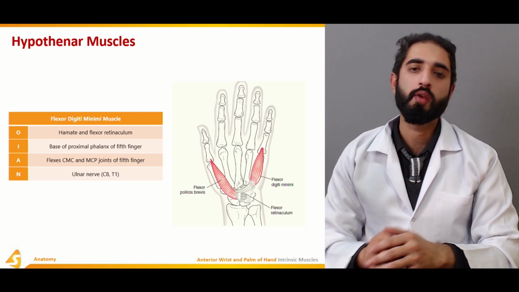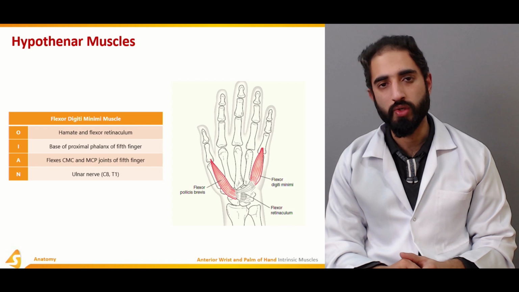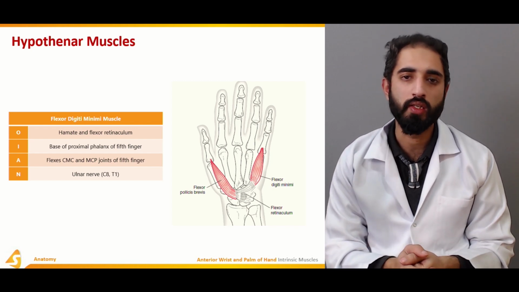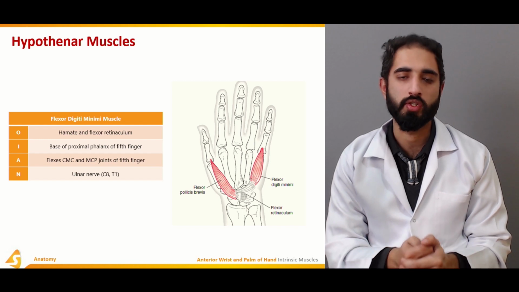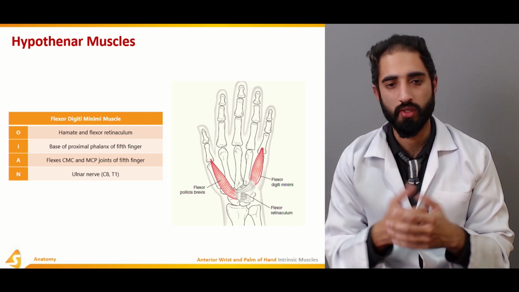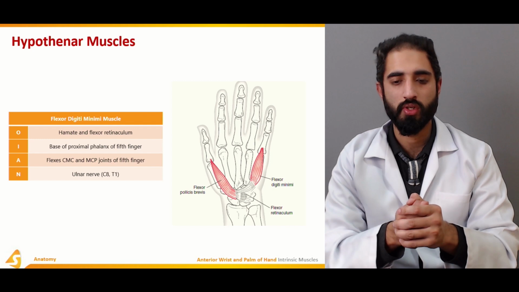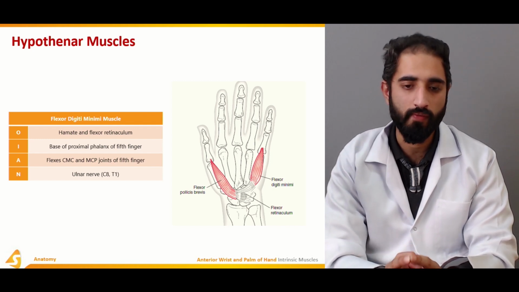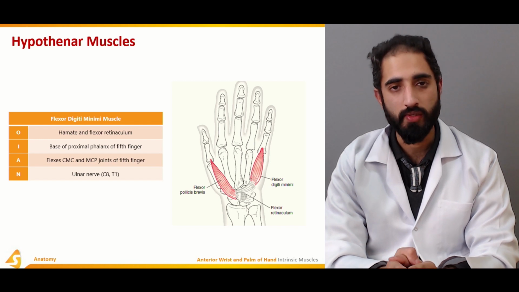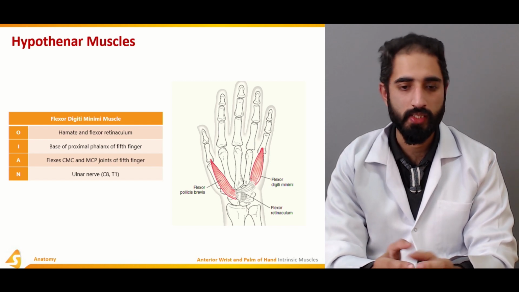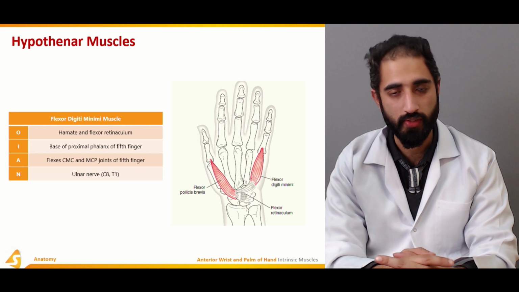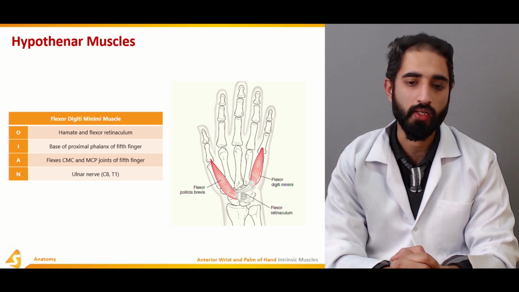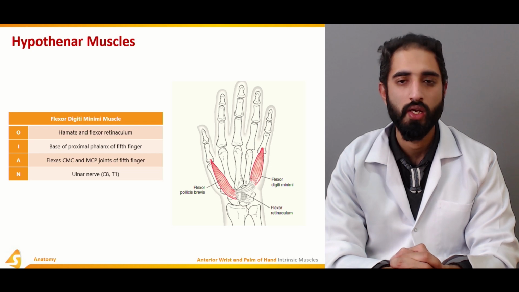Now, on the other hand, we have the hypothenar muscles, which serve as the muscles of the little finger and perform movements such as flexion, abduction, as well as opposition. First of all, we have the flexor digiti minimi muscle, and as the name suggests, it is involved in the flexion of the little finger at the level of the carpometacarpal joint, the metacarpophalangeal joint of the fifth finger.